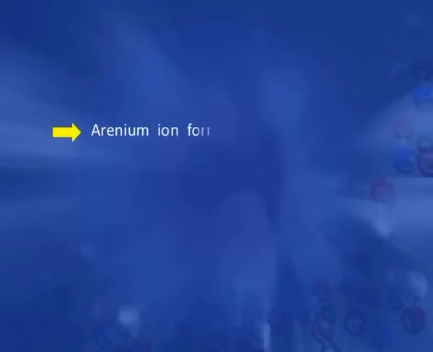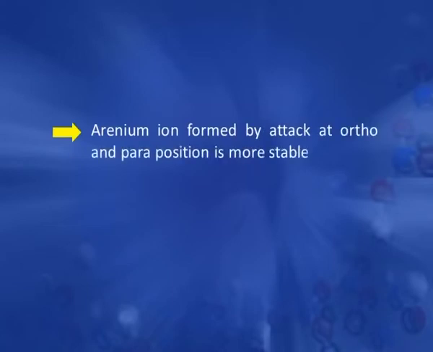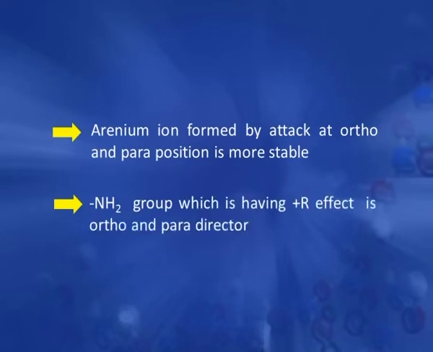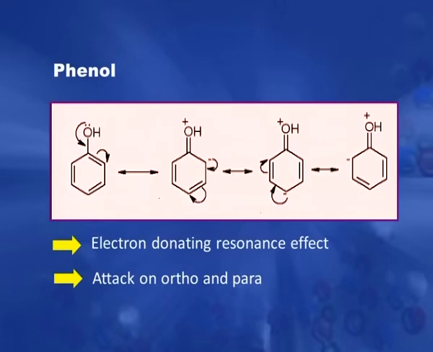Thus, the arenium ion formed by attack at ortho and para positions is more stable. So, the amino group is having a plus R effect, thus it is an ortho and para director. Similar is the case of phenol where OH is attached to the benzene ring. Again, oxygen is having a lone pair of electrons which can be donated to the benzene ring, due to which negative charge comes on ortho and para positions. So, this is also an electron donating resonance effect, and attack will take place on ortho and para, similar to the aniline case.